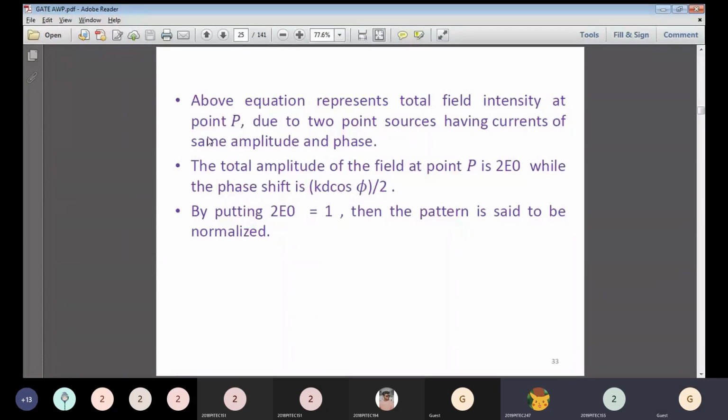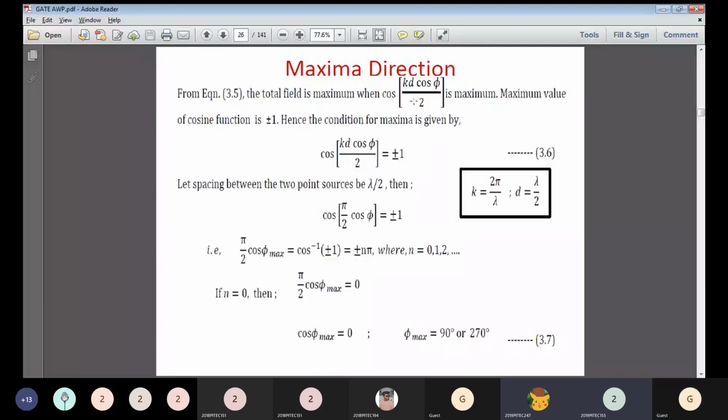The above equation represents the total field intensity at point P due to two point sources having currents of the same amplitude and same phase. The total amplitude of the field at point P is 2 E0, while the phase shift is KD cos phi by 2. By putting 2 E0 equal to 1, the pattern is normalized, and we get cos of KD cos phi by 2. So by this we are going to get the maximum direction.